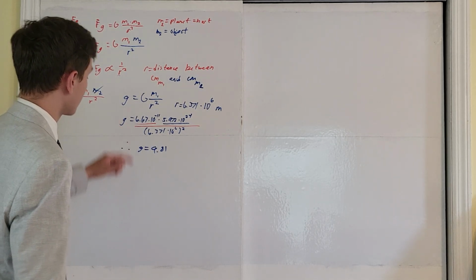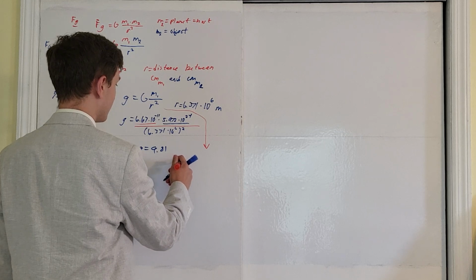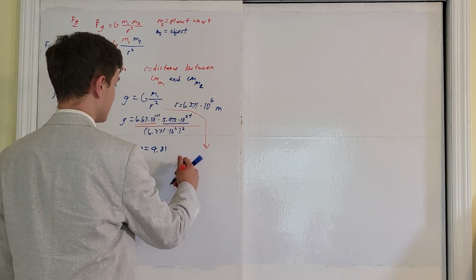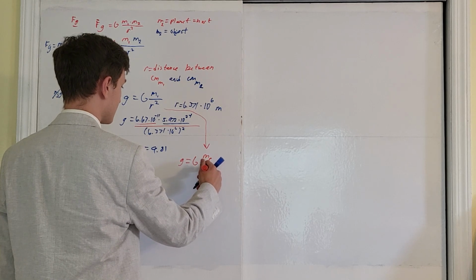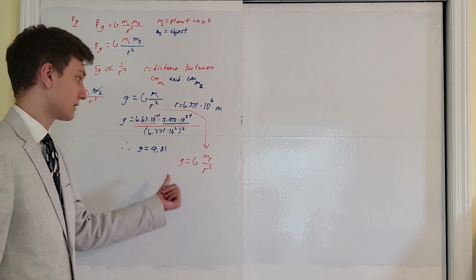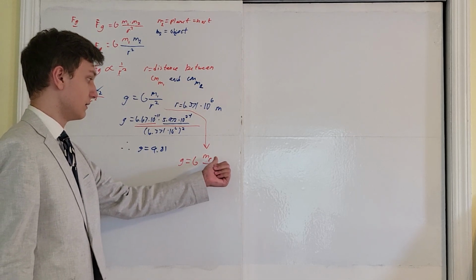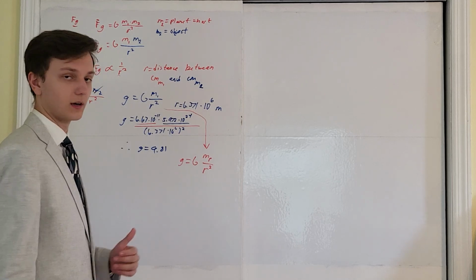So in our equation right here, we deduced that the acceleration due to gravity, g, on a planet is equal to big G times the mass of the planet over the radius of that planet squared. If the problem asks you for g near the surface of Mars, it's going to give you the mass of Mars and the radius of Mars, and then you just plug and play.